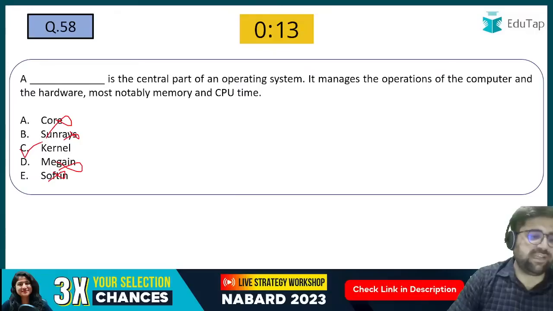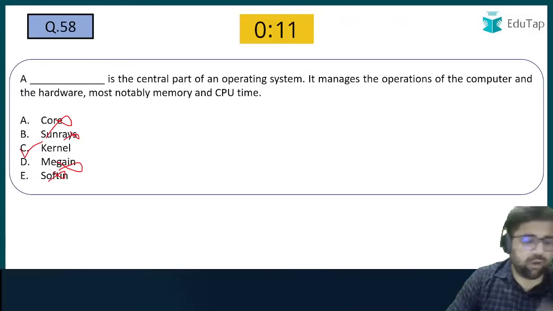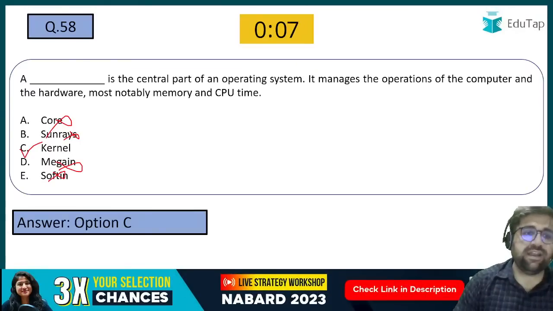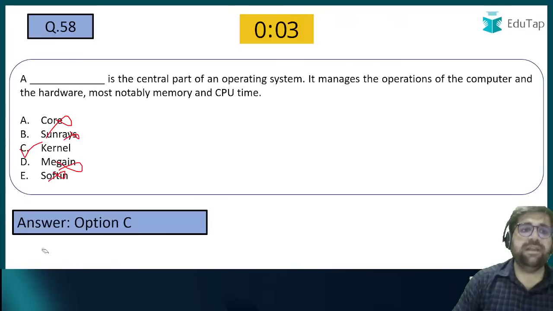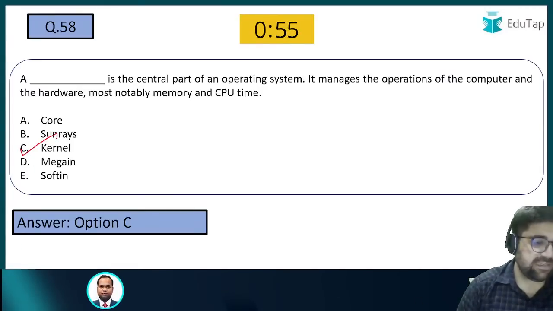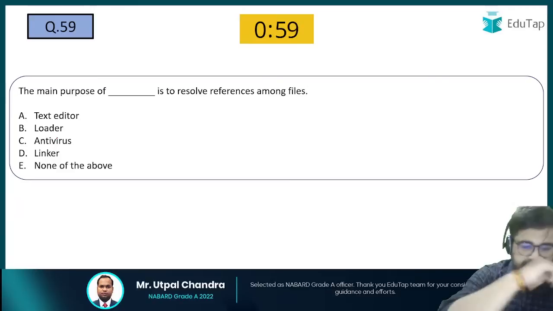Why am I not seeing the answers in the chat box? What has happened to all of you? The answer over here will be option C, that is your kernel. Core and the rest were all given here to confuse you. Okay? So please understand that the main thing was regarding kernel. This is how you have to identify the main concept. Okay? Question number 59.